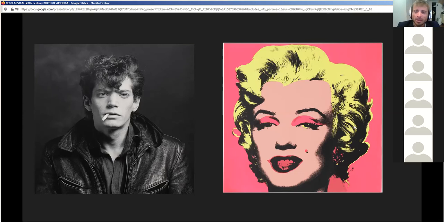And you might think about that as the female side of the persona. And here on the left is Robert Mapplethorpe, the photographer, I think addressing the masculine side of celebrity. So what's going on here on the left?